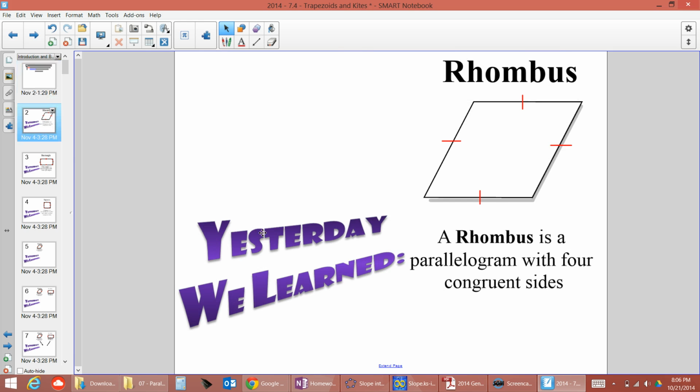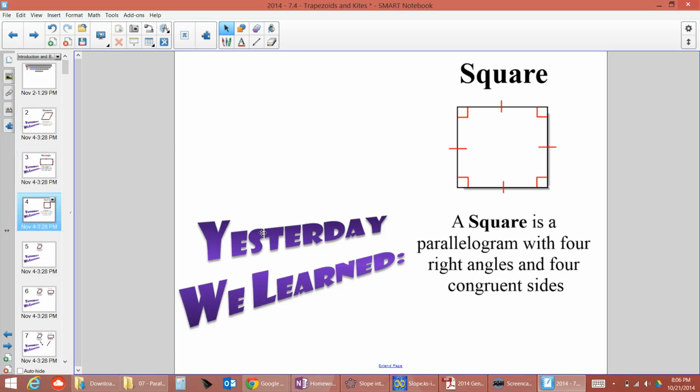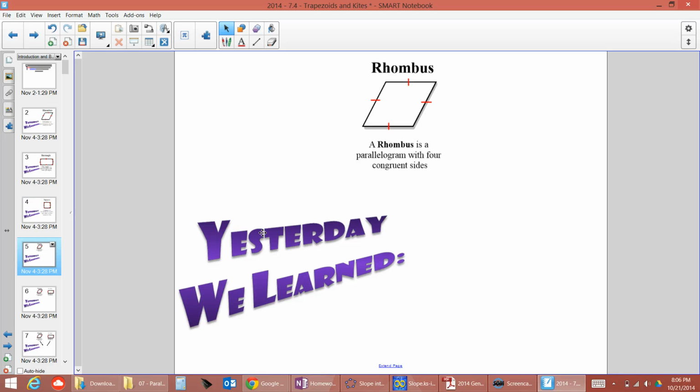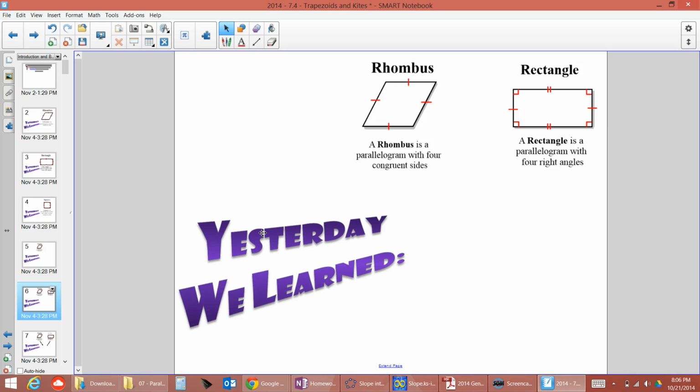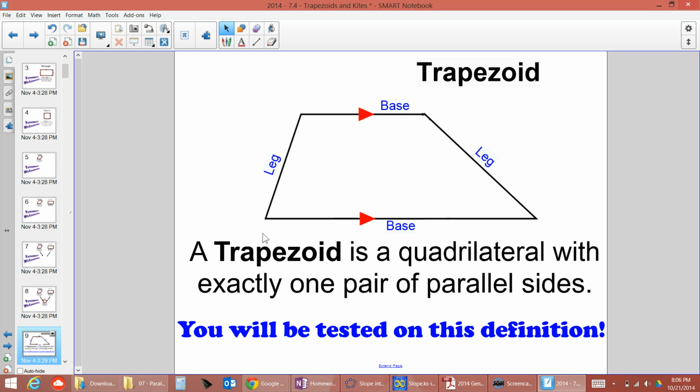Yesterday we learned about rhombi or rhombuses, four congruent sides; rectangles, opposite sides congruent with four right angles; and a square is both of those: 90-degree angles, and all four sides are the same. So a square is both a rhombus and a rectangle, and all three of them are parallelograms. But new today is trapezoid.